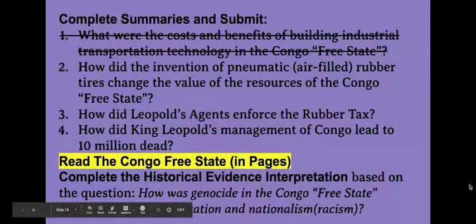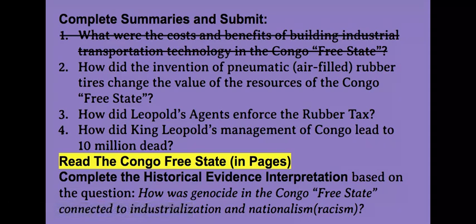All right. This set of slides is connected to the historical evidence question of how was genocide in the Congo Free State connected to industrialization and nationalism, or if you'd like to instead talk about racism in place of nationalism, that is also acceptable.